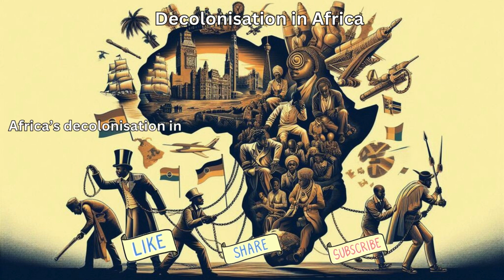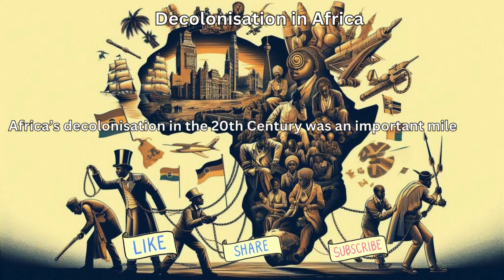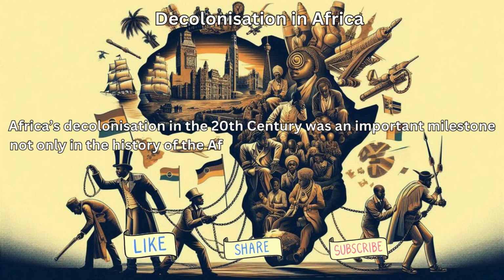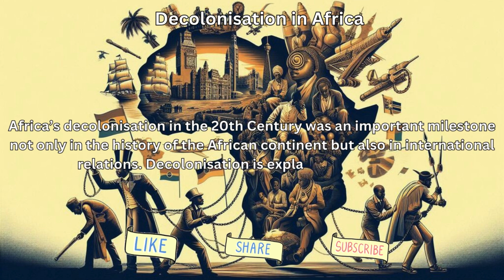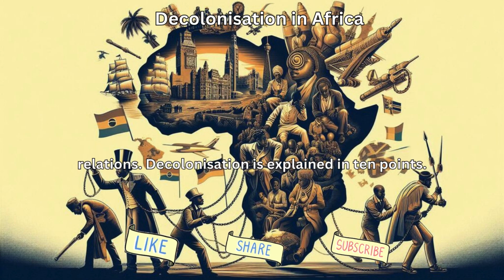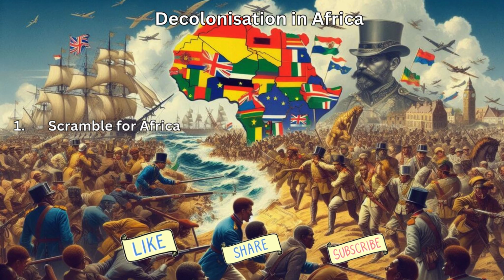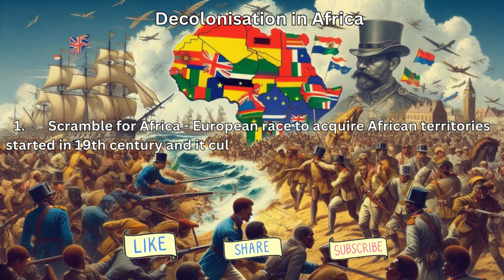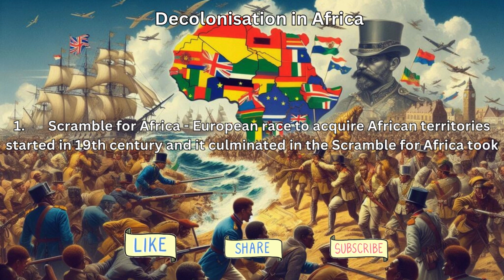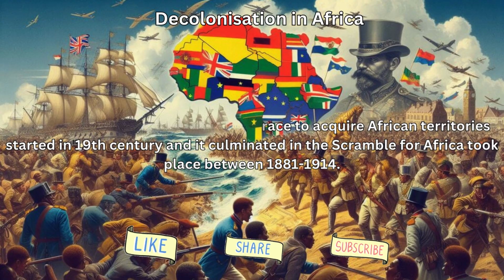Africa's decolonization in the 20th century was an important milestone not only in the history of the African continent but also in international relations. Decolonization is explained in 10 points. 1. Scramble for Africa. European race to acquire African territories started in the 19th century, and it culminated in the Scramble for Africa, which took place between 1881 to 1914.